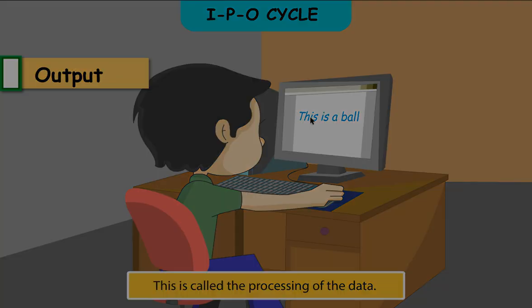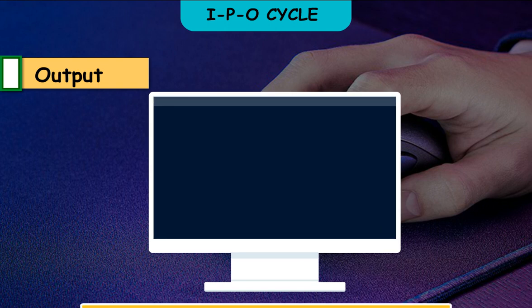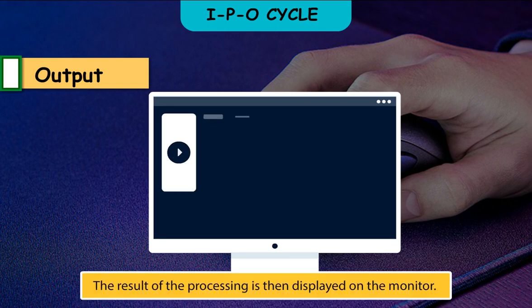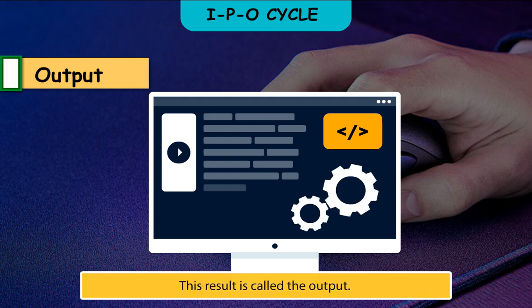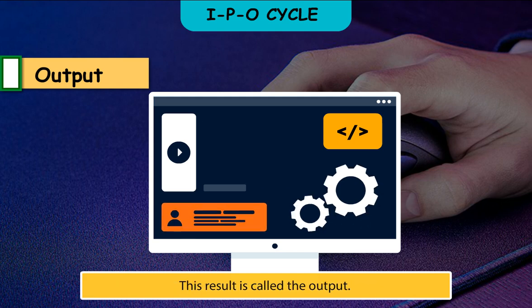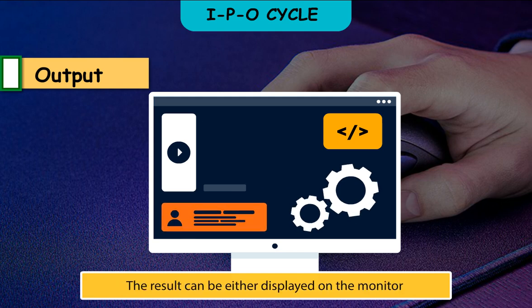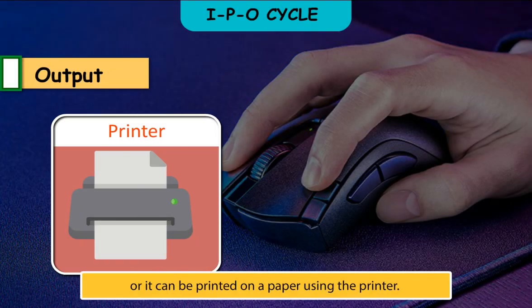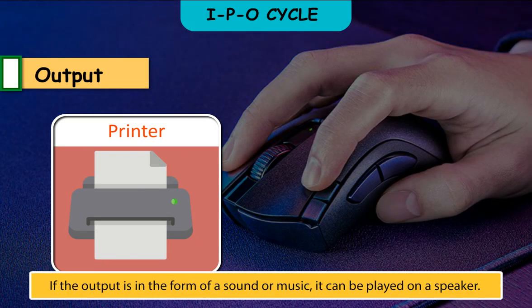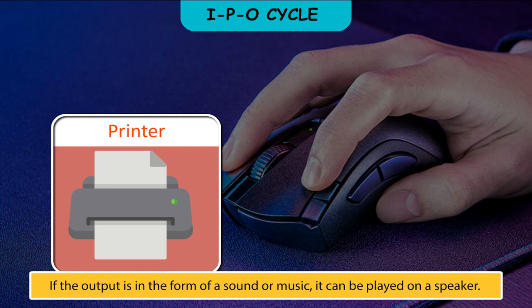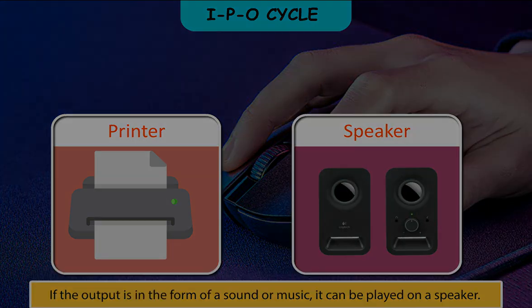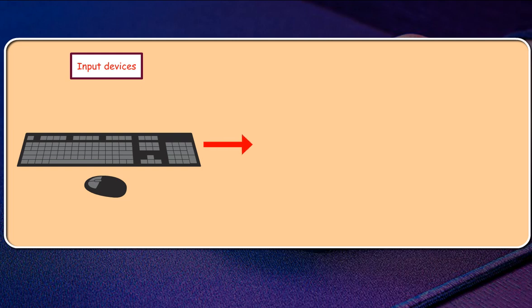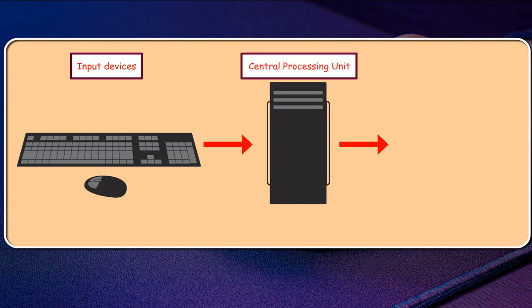Output. The result of the processing is then displayed on the monitor. This result is called the output. The result can be either displayed on the monitor or it can be printed on a paper using the printer. If the output is in the form of a sound or music, it can be played on a speaker. Input devices, Central Processing Unit, Output devices.